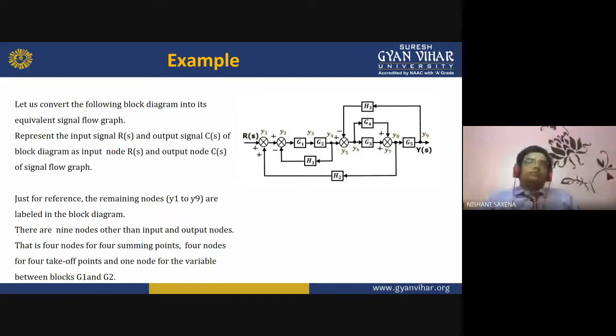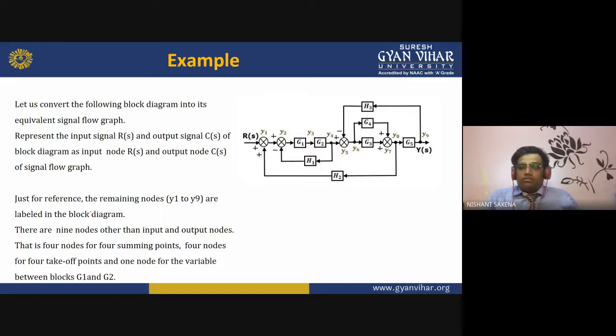Let's take an example. Let us convert this following block diagram into its equivalent signal flow graph. How do we convert this? First of all, I've told you that we have to represent each of the summation points, inputs, outputs, and takeoff points as nodes, the signals and blocks as branches, and the gains associated with the blocks as the gains of the branches. So how many nodes are there? There are a total of 9 nodes.